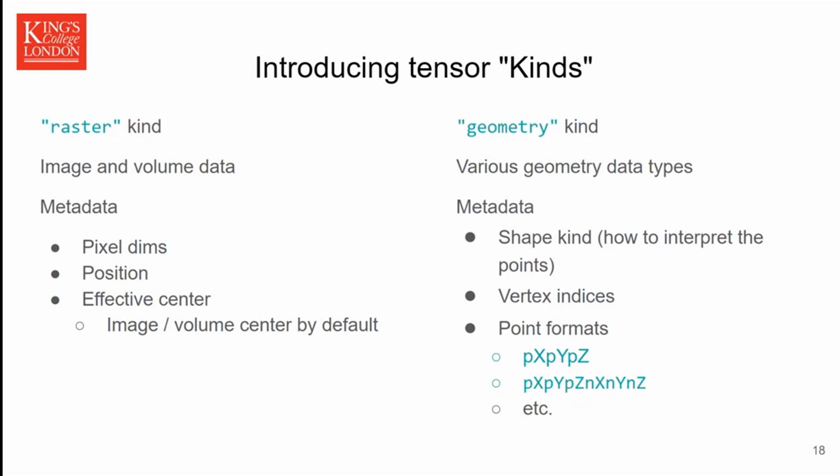We also have the geometry kind of data. So this will be all the different geometry data types. It will be the kind of shape, which is, as I've mentioned, how to interpret the points. So that will include things like, for example, vertex indices. And we won't limit ourselves necessarily to just spatial point formats. For those of you who are familiar with geometry, you quite often have additional data that goes with points such as, for example, normals, which help with things like lighting objects. So we will almost certainly support point formats beyond just the position.